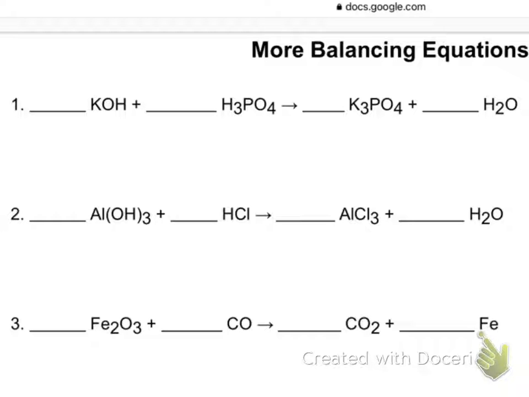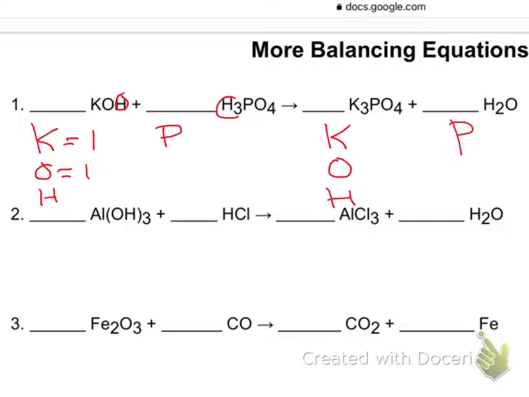And here we go. First thing first, same as always, write the atoms that you have on the left-hand side of the equation. Then write the ones on the right. Then count your atoms. 1 K, 1 oxygen, 1 hydrogen. Oh, and then I realized, look at this. I messed up. There was 2 O's here, so I need to change my O's. We have 5. And then we have 1 phosphorus.